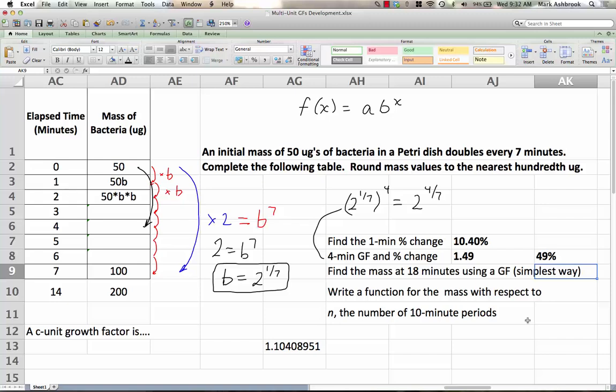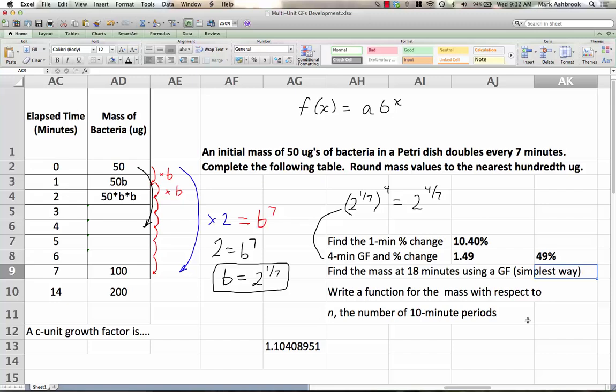Who's on this? Matt? Take your 50 and multiply it by your growth factor to the 18th. That works. So you're going to take 50 and multiply by 2 to the 1/7 to the 18th. Is there an easier way? Matt? No. Yeah. No, Chad. Sorry, Chad.